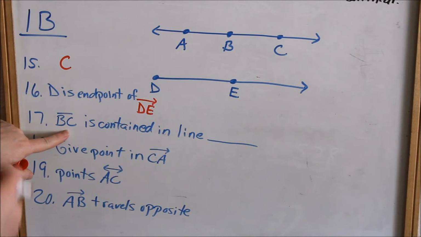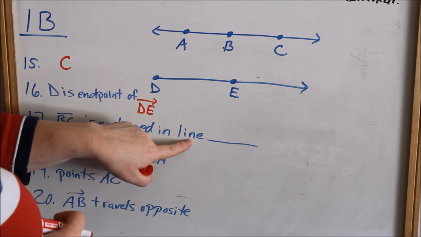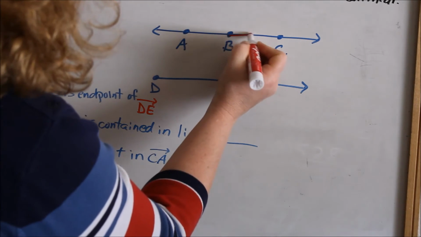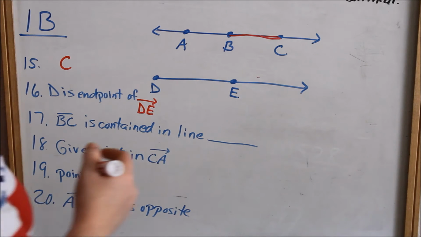Number 17 says, this is line segment BC. The symbol is line segment. Line segment BC is contained in which line? So here is line segment BC. That area right there is line segment BC. It is contained in the line.